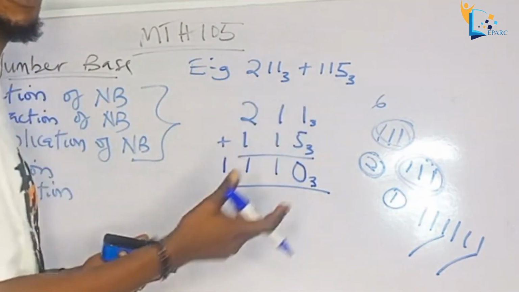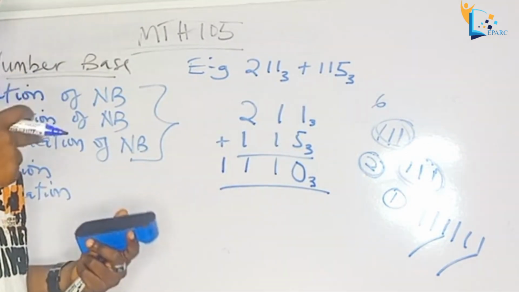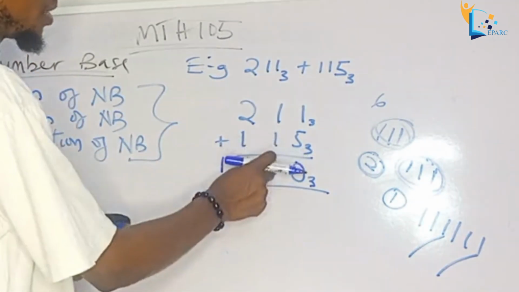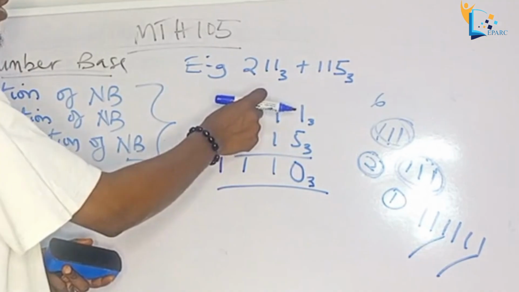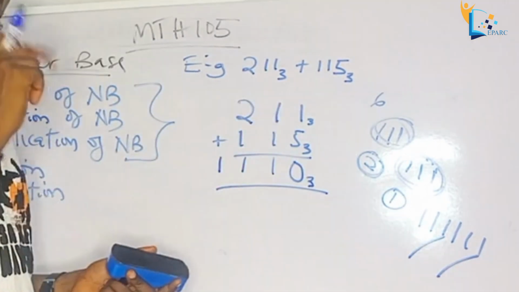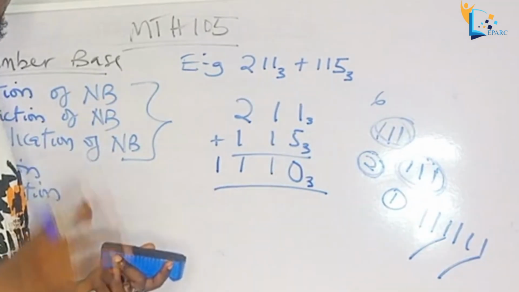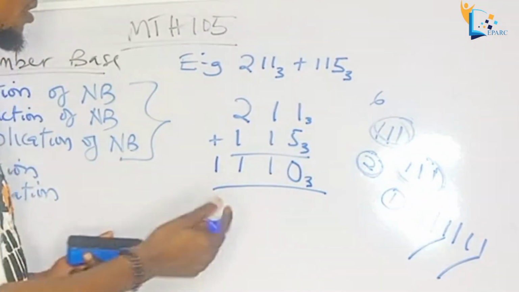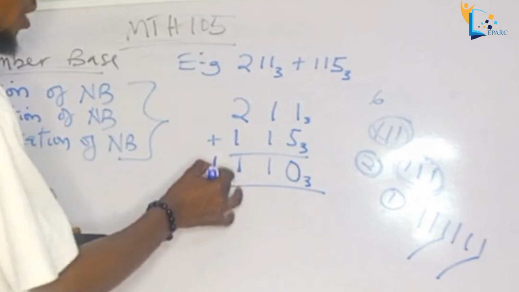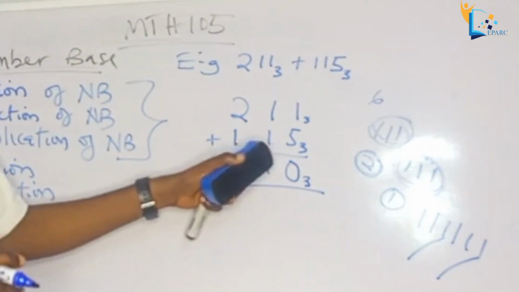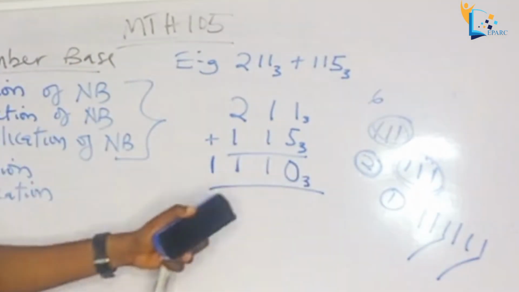How many 3s can we get in 4? 1, and the remainder is what? 1. You put down the remainder and take the 1. 2 plus 1, 3, plus that 1, that is 4. How many 3s can you get in 4? Just 1. Remainder, what? 1. You put down the remainder and the 1. So we have 1, 1, 1, 1, 1, 0, base 3.